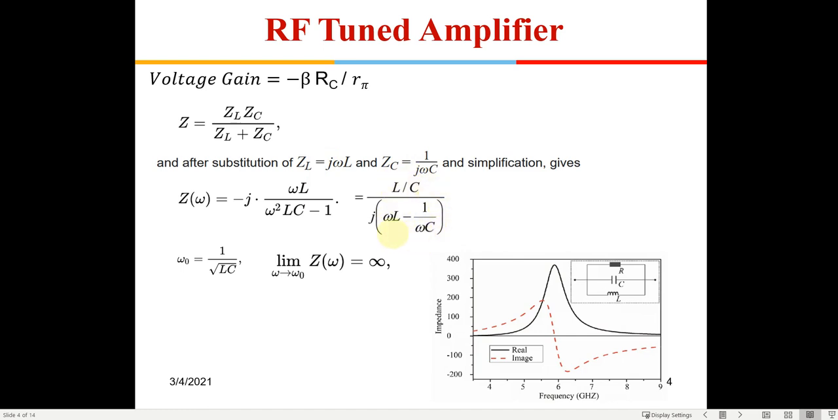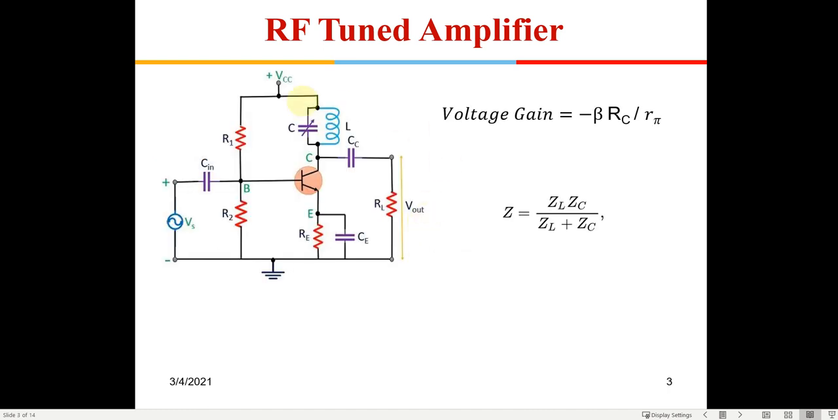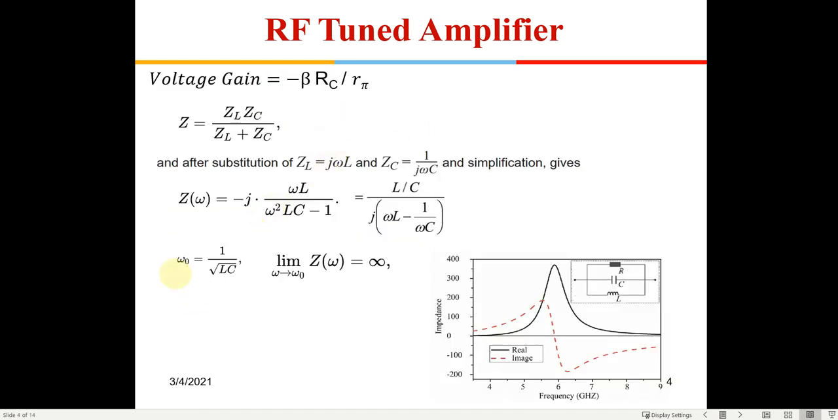If you carefully observe this, omega is just the frequency, right? So for different frequencies the impedance will be different. For a frequency known as the resonant frequency, omega 0 equals 1 by root LC, if you substitute the value of omega here, this becomes 0, and then the total impedance tends to infinity. So for this LC tank circuit, at the tuned or resonant frequency, the impedance tends to infinity, and hence the gain will be the maximum.